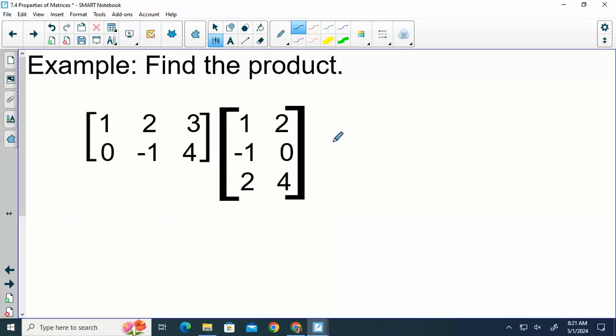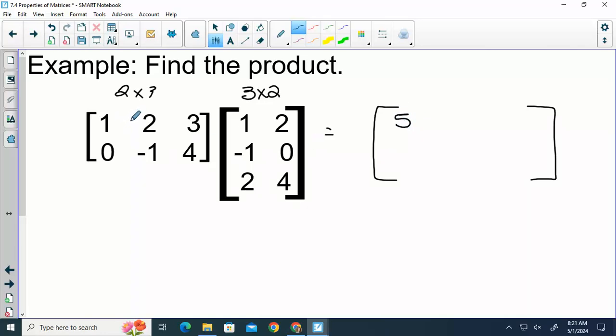So can we multiply? Yeah. What's the dimensions of this one? And this one? So we can multiply, and our final answer is 2 by 2. So row 1 times column 1. So we get 1 plus -2 plus 6, which gives us 5.